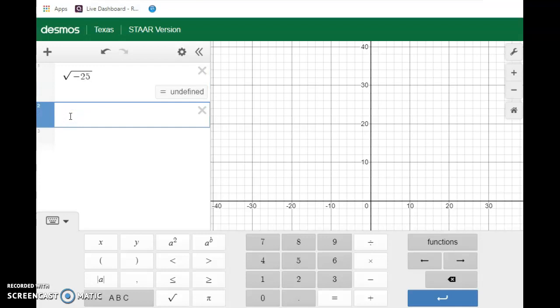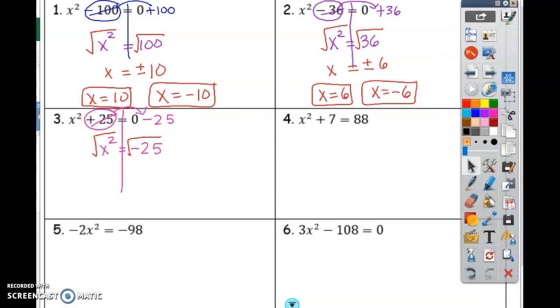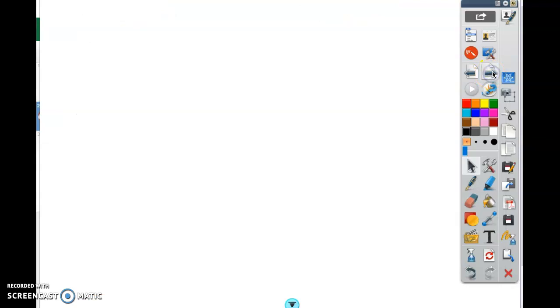Well, if I type the equation x squared plus 25, there is no solution because it never crosses the x-axis. Remember, solutions are where they cross here. If it's all the way up here, it's never going to cross, so there is no solution. Okay, there is no solution. So let's go back. Let's put some notes on the back of our paper.